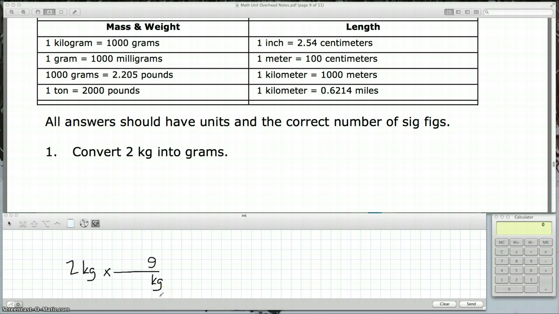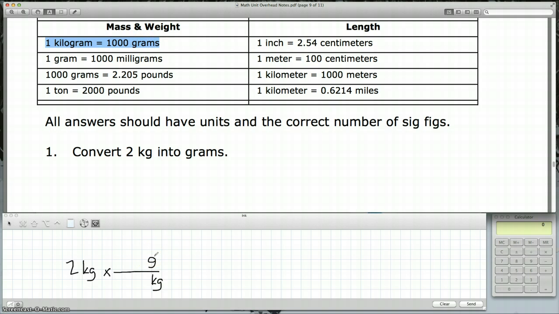So I have it all set up. Starting unit is on the bottom, so like I said, those two are going to cancel. Now I just have to figure out what numbers to put in front here. If I look up here, I see that this equality right here has both kilograms and grams in it. So that's the one I'm going to want to use, kilograms and grams, because that's what I'm converting between.